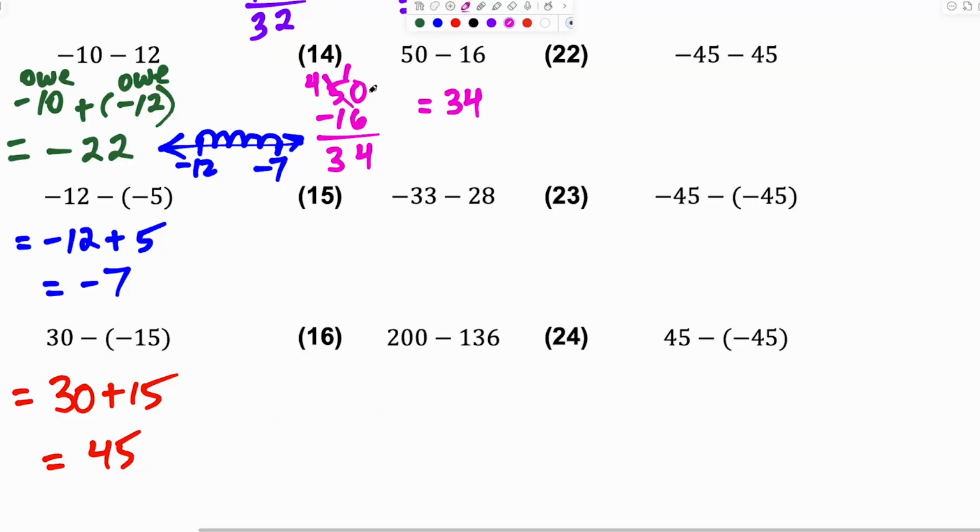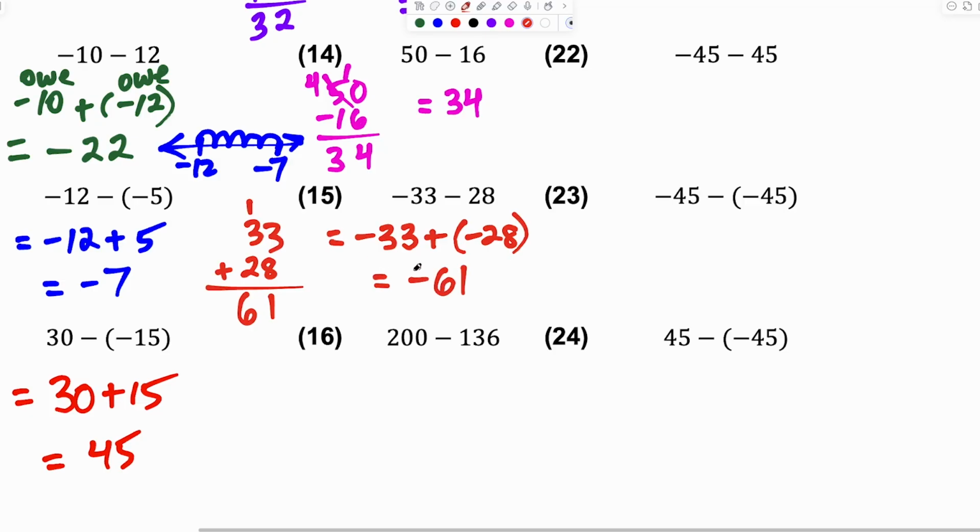Question 15. We've got negative 33 minus 28. This is the same thing as saying negative 33 plus negative 28. And for something like this, we could just do the addition on the side here. So we add these numbers. 3 plus 8 is 11. So we write a 1 and we carry the 1 in the tens place. 1 plus 3 is 4. 4 plus 2 is 6. So this sum here is going to work out to negative 61. Okay, just don't forget to transfer the negative because we're dealing with the sum of two negatives here.